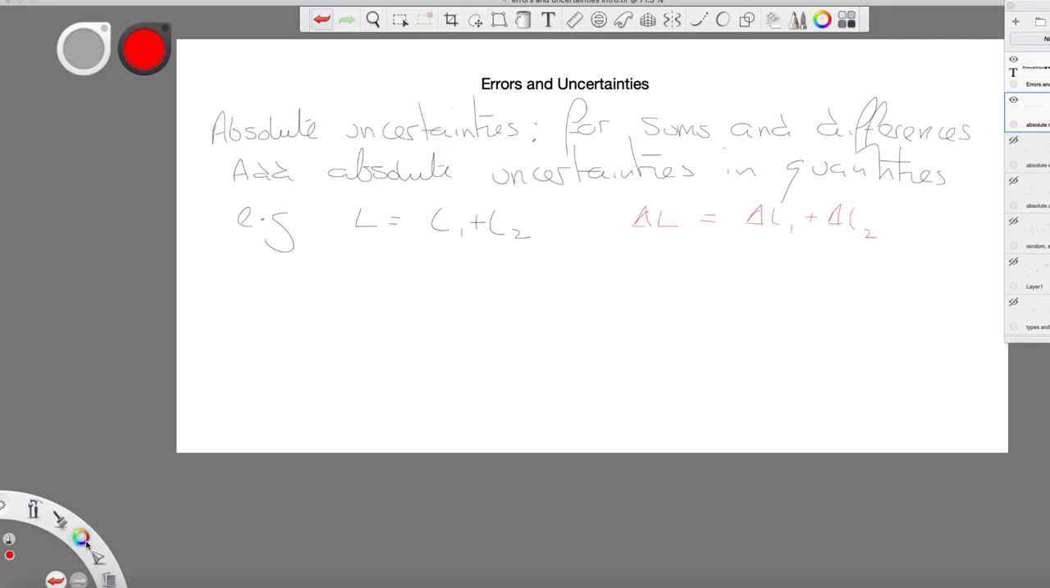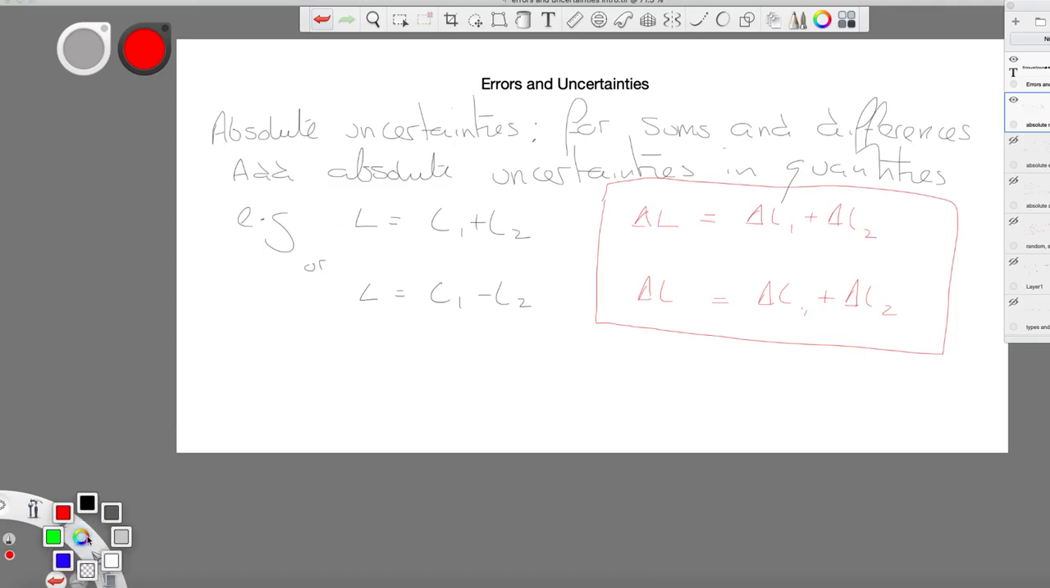Equally, if L was L1 minus L2, then we would also have delta L is delta L1 plus delta L2. So that is how you deal with uncertainties in sums and differences.